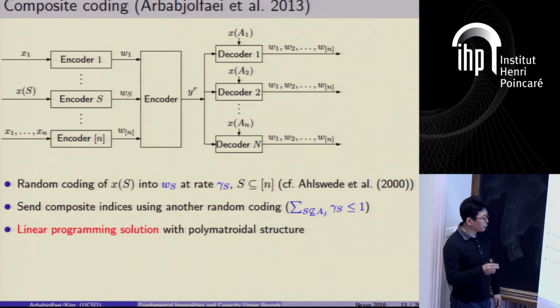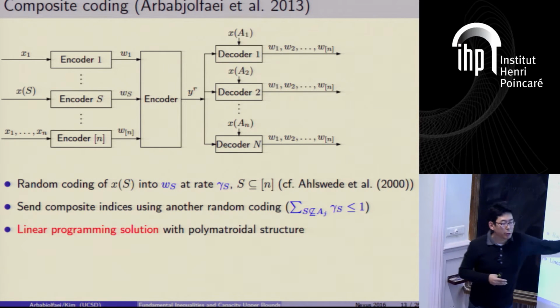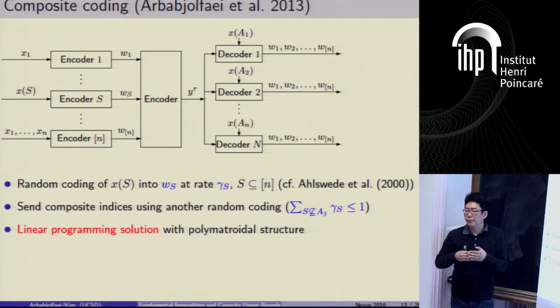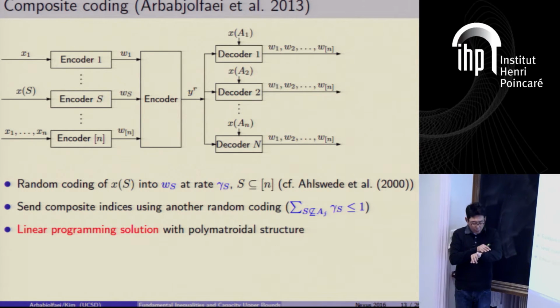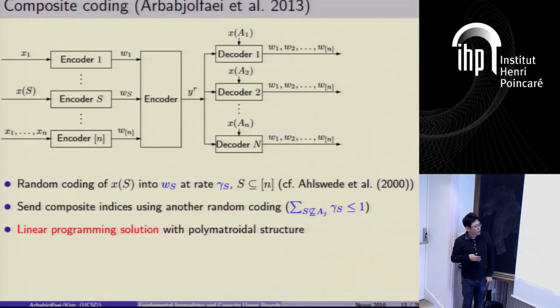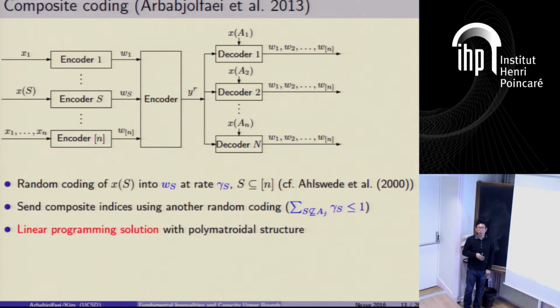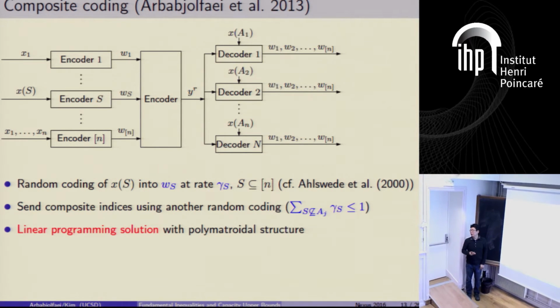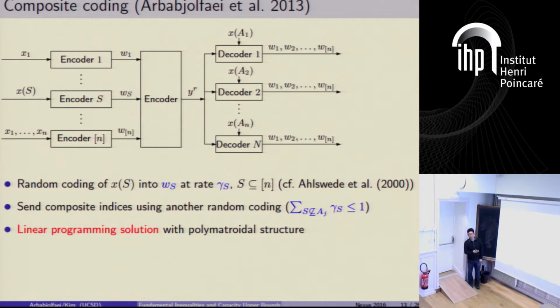So if we do that, then the solution of these rate requirements can actually be found as a very simple linear program. Okay, and it has a nice polymatroid structure, so the computation can be done in a reasonable manner. If you think about it, the number of variables is actually exponential in n. So I wouldn't say it is very efficient, but at least we can write it out.